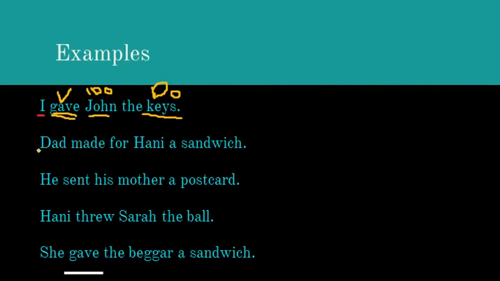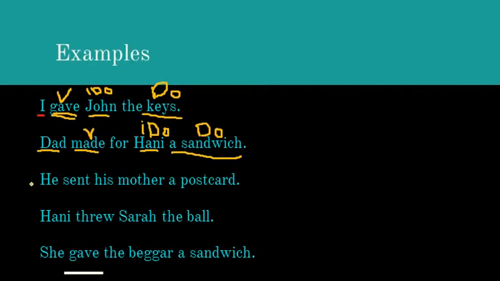In this sentence, Dad is subject. So let's find action verb. Step 1. Made is action verb. Step 2. Made what? A sandwich. A sandwich is direct object. So in step 3, for whom was the sandwich made? Honey. Therefore, an indirect object is Honey. So it's clear, an indirect object is the recipient of direct object. Not all sentences have indirect object.